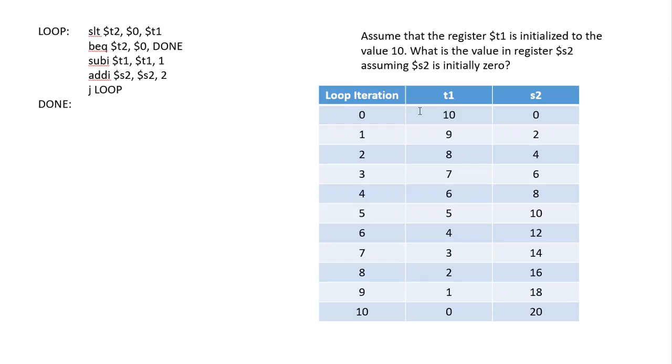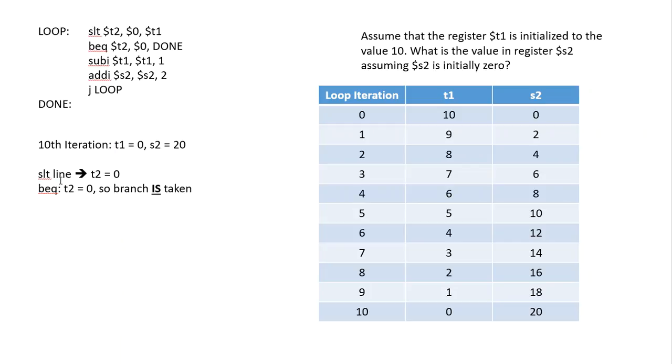So we can predict these all the way up till our T1 will be 0 going into the next loop. So we have done 10 iterations of the loop. We now have 0 as our T1 value and 20 as our S2 value. And let's see how that goes through the program.